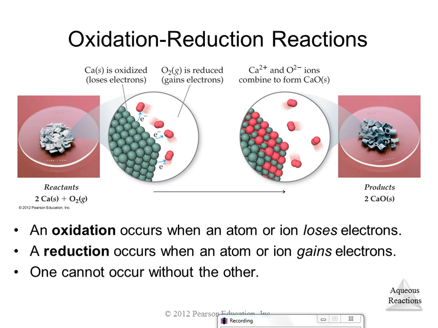First thing we're going to look at today are definitions of oxidation and reduction. Oxidation means when an atom or ion loses electrons. And reduction is when an atom or ion gains electrons. Here's something that's helpful as you try to remember that.